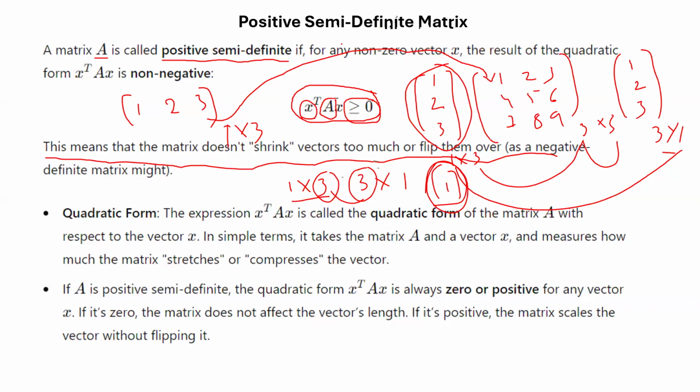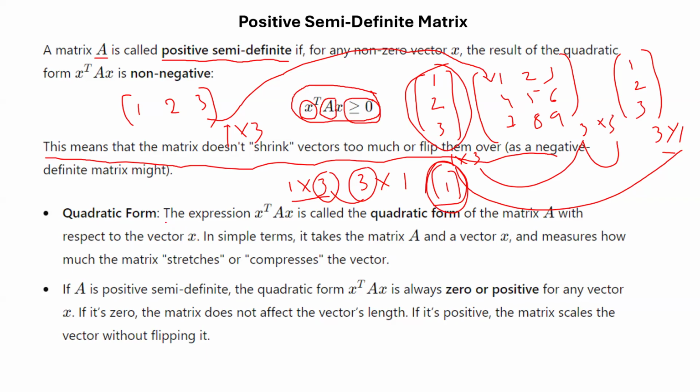Okay. That is what a positive semi-definite matrix is. Take any matrix, and when you apply the vector onto that matrix, the quadratic form, which is X transpose A into X, should always be greater than or equal to 0. When you are getting that, you can call that matrix a positive semi-definite matrix.